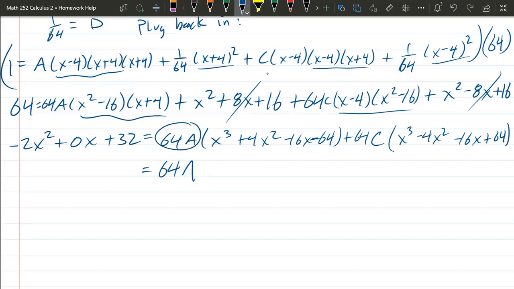64. So what I'm doing now is distributing this into the four terms here. Okay, 64a x cubed plus 64 times 4, 256 x squared minus, oh my goodness, 16 times 64.